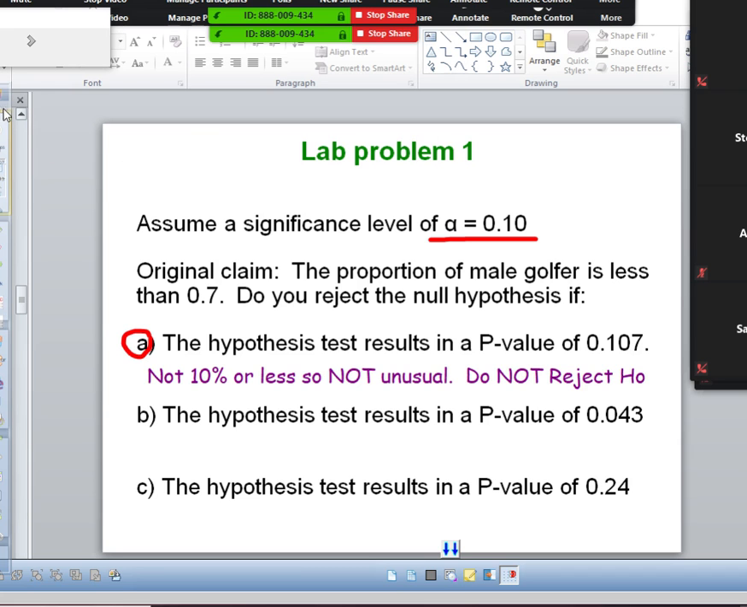All right, so you guys take 30 seconds and do B and C. I'll pop you into your rooms.